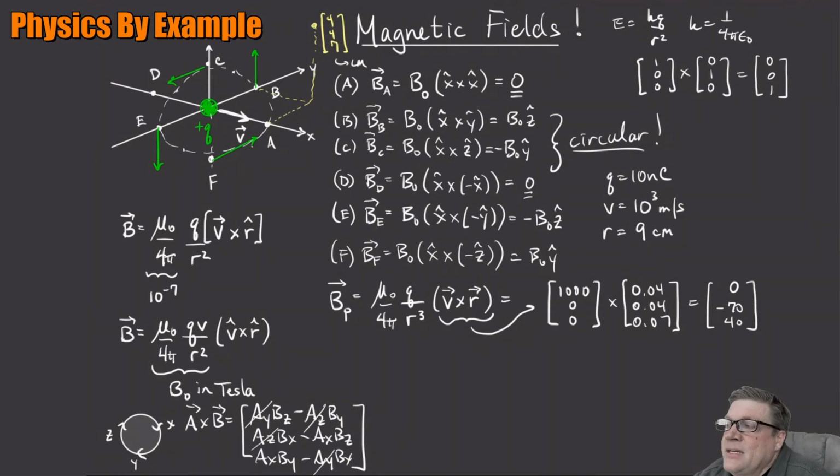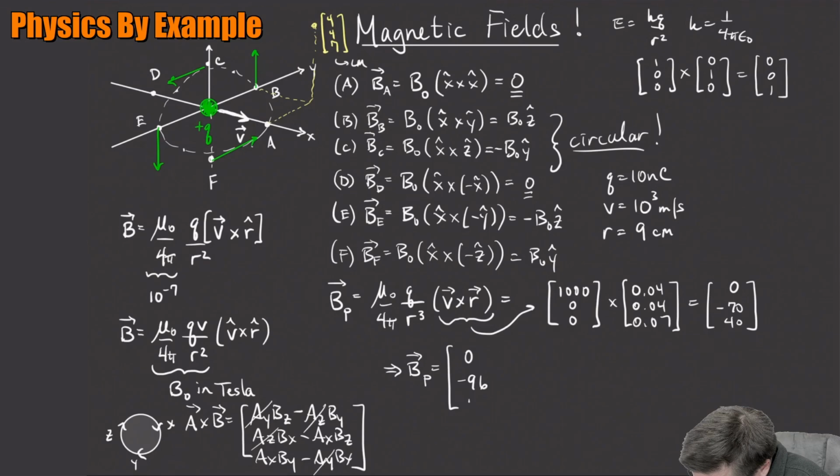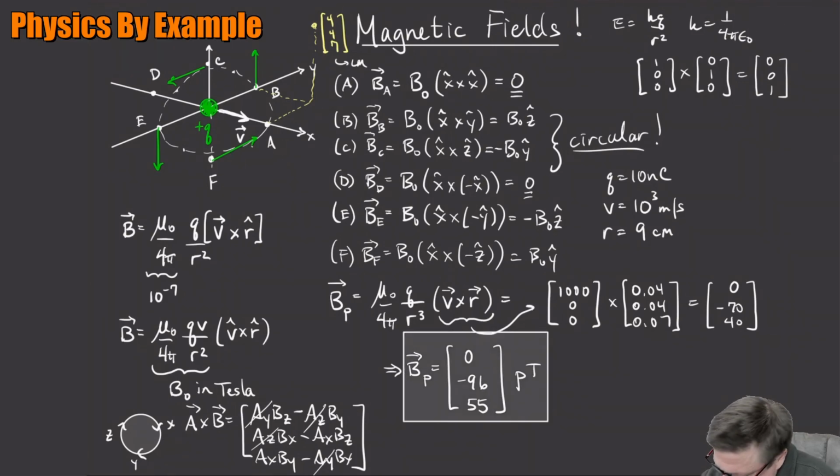That's V cross R. So I would just multiply that times my mu naught over 4 pi, which is 10 to the minus 7, right? And then my Q, which is 10 to the minus 8, over R cubed, 9 centimeters cubed, remembering to convert it to meters. And what you wind up with, calculations are boring, so I'll let you do it if you want. But believe me, what you get is 0, and then minus 96, and then 55 times 10 to the minus 12 Tesla, or picotesla, is the magnetic field at that point. So it's got both a y and a z component.